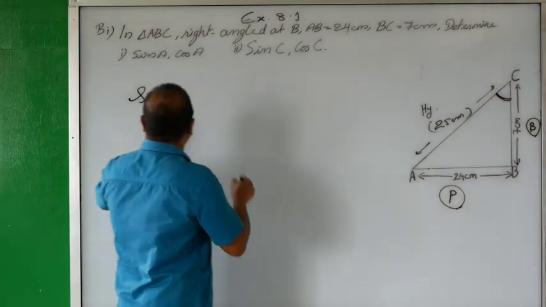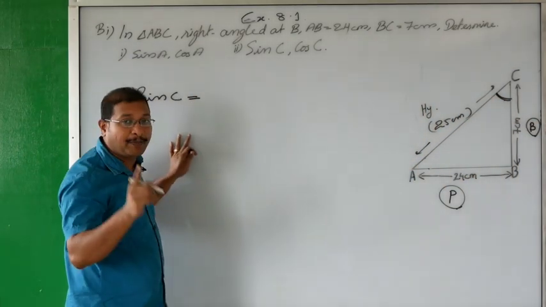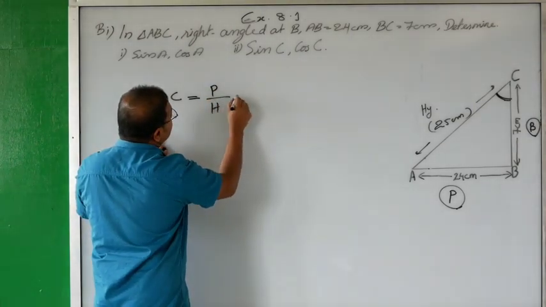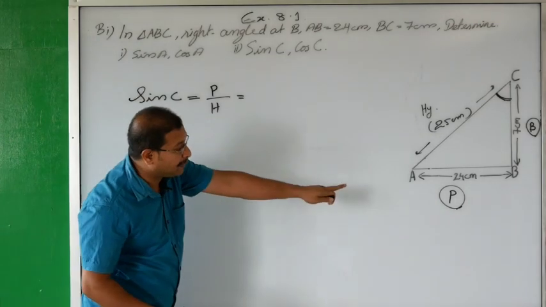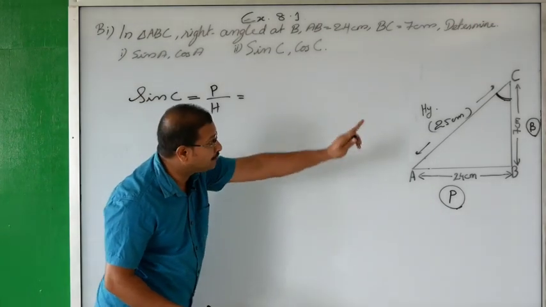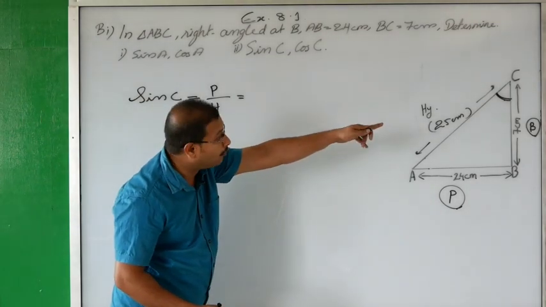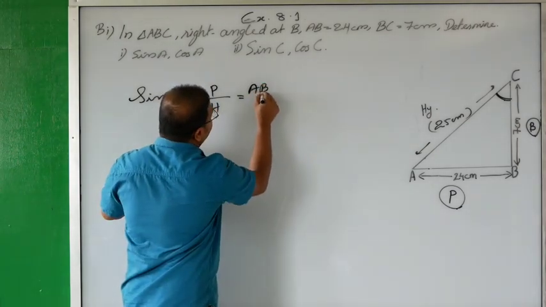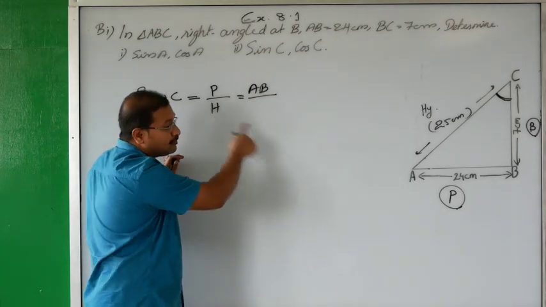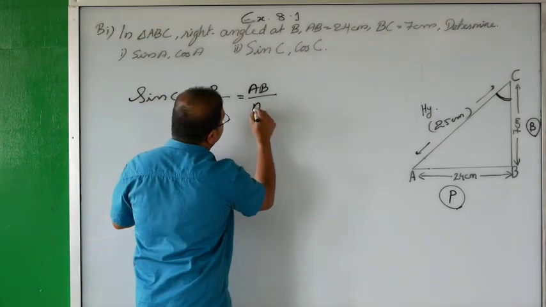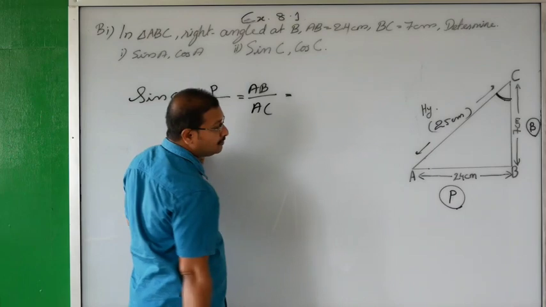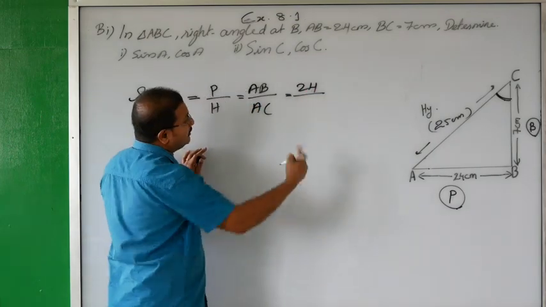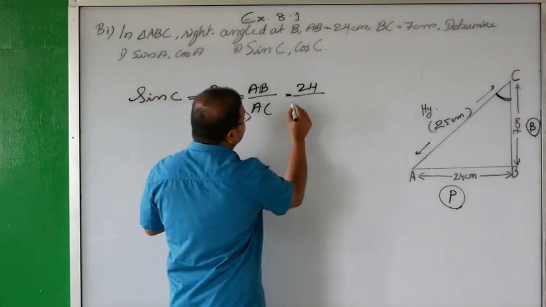Is it okay? And we know that sine theta is perpendicular by hypotenuse, that means P by H. What is your perpendicular? Perpendicular means the side opposite to angle C. That means AB. So AB divided by hypotenuse. What is hypotenuse? AC. The value of AB, yes, 24 centimeter. Just write 24. Next one, AC. AC is 25.